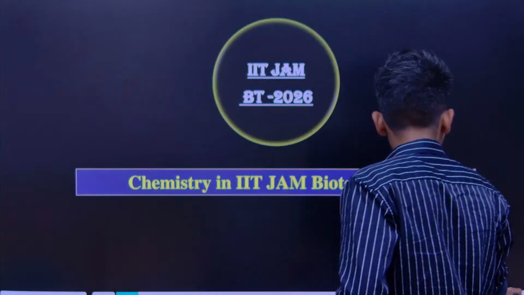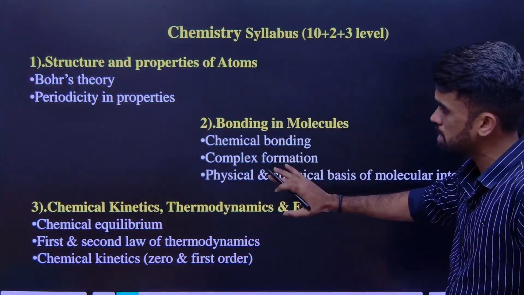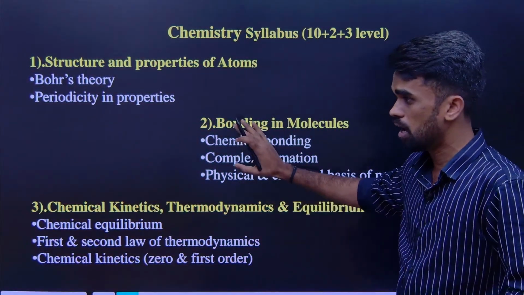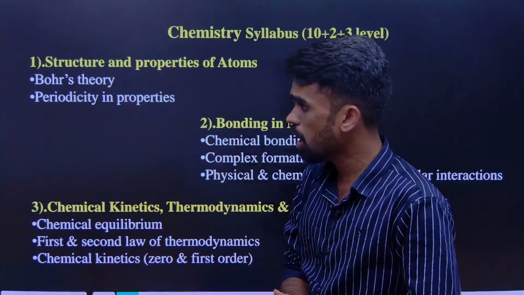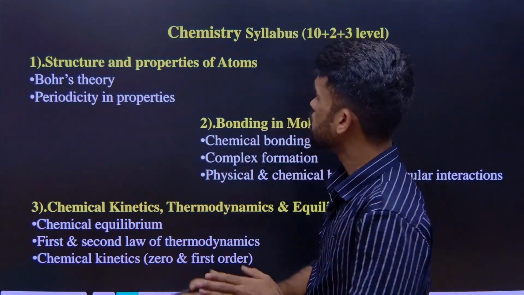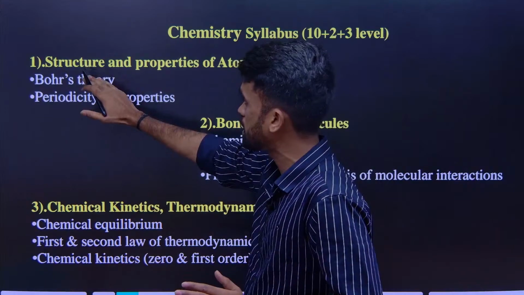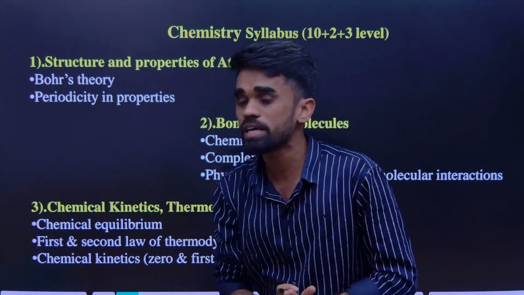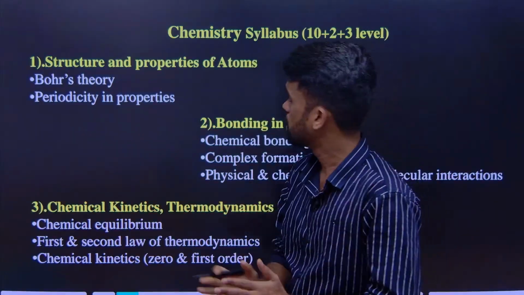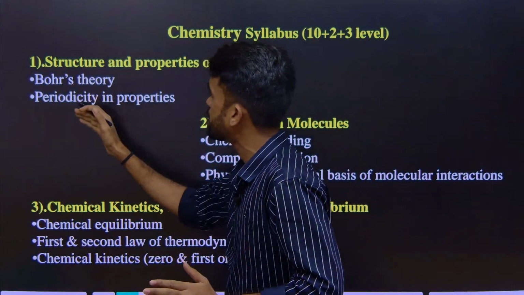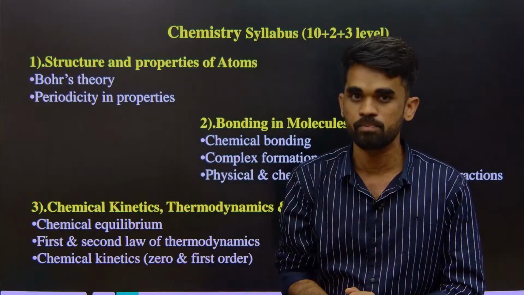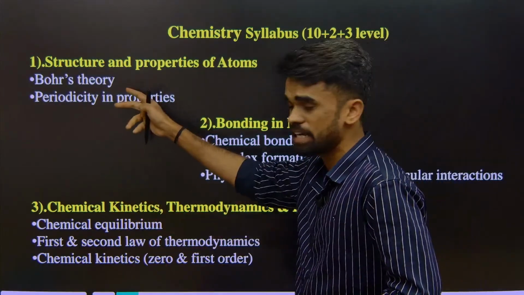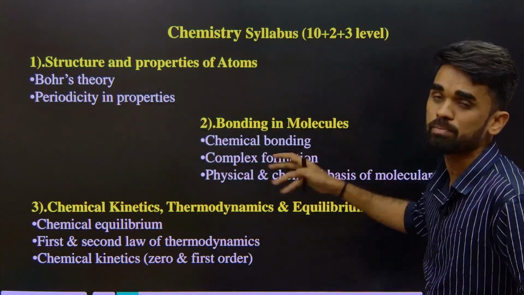First of all, this is the syllabus given in the official IIT JAM prospectus. The first chapter is structure and properties of atoms. Here we need to discuss Bohr theory and periodicity in properties. After studying this, the second chapter is chemical bonding.